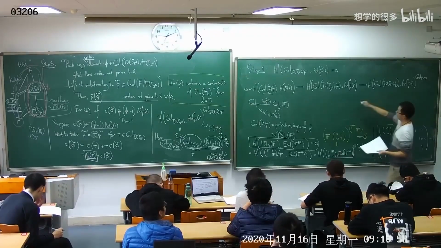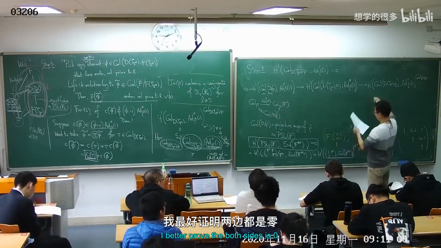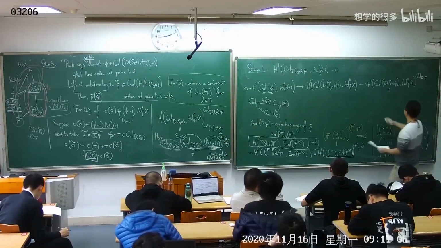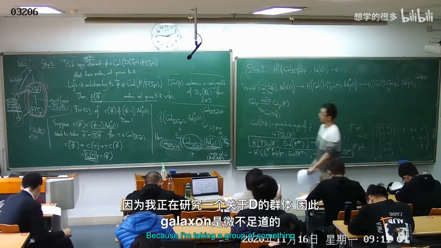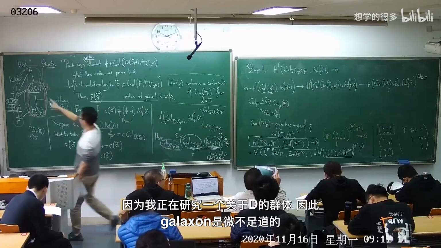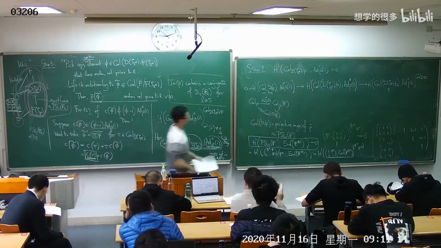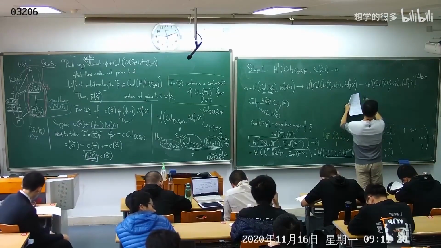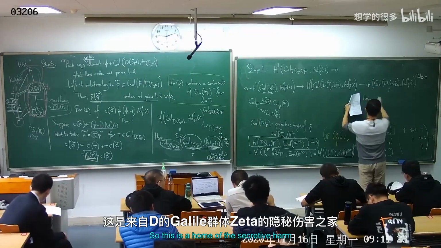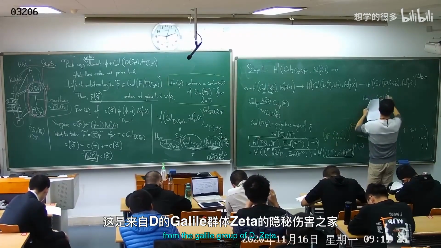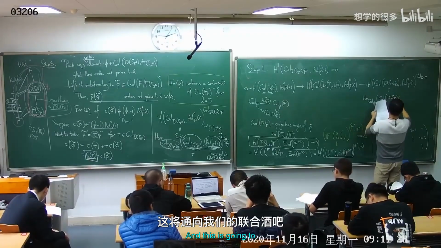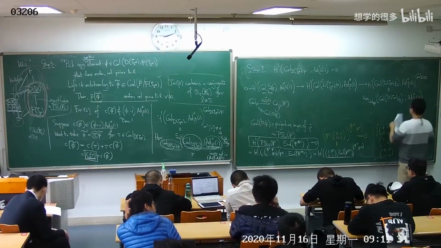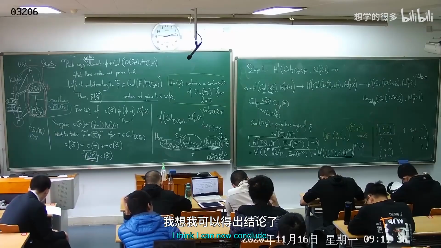Now I want to prove the middle part is 0. I'd better prove that both sides are 0. So let's do this side. The good thing is it's a Hom, because I'm taking a Galois group of something over D, so the Galois action is trivial. So this becomes a Hom, an equivariant Hom from the Galois group of D zeta into adjoint rho bar 1. I think I can now conclude.